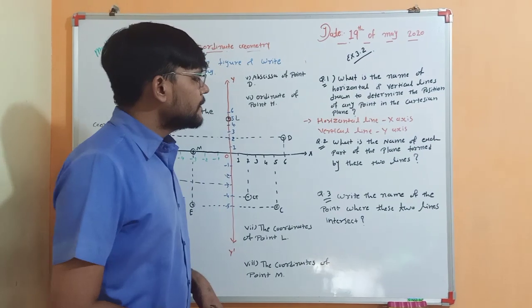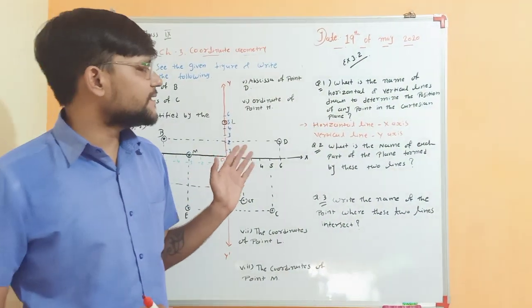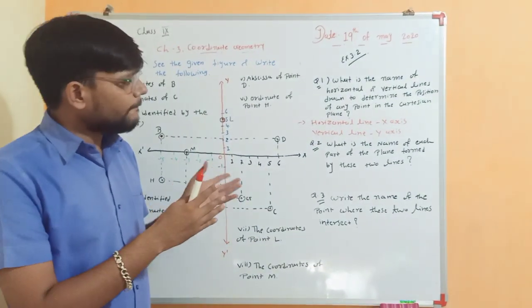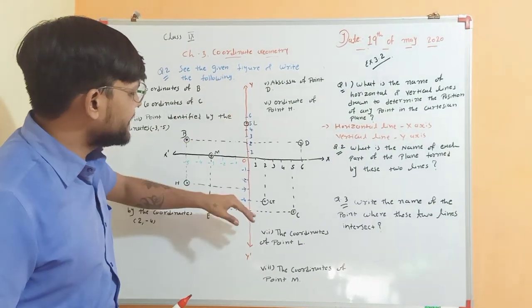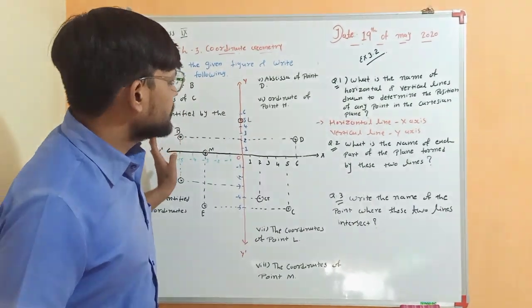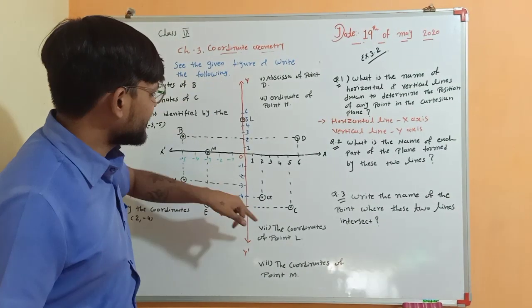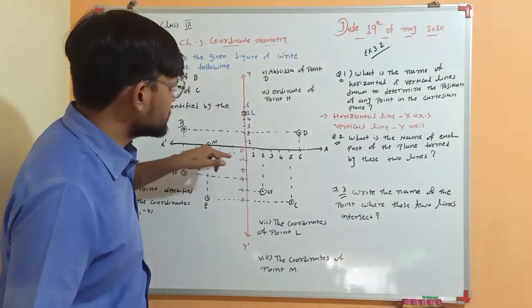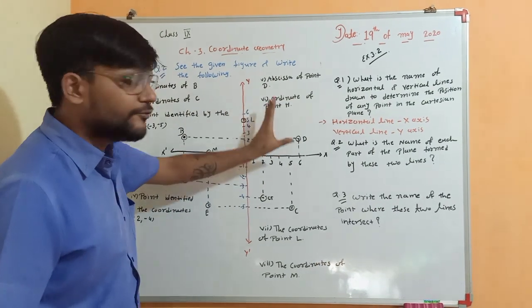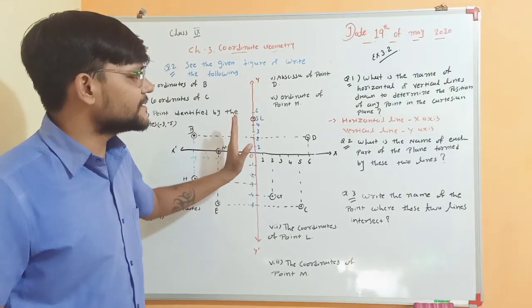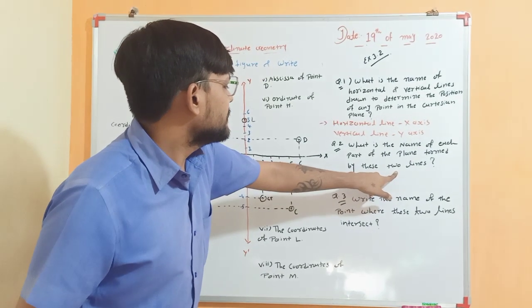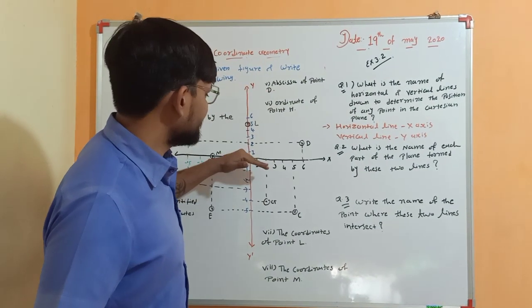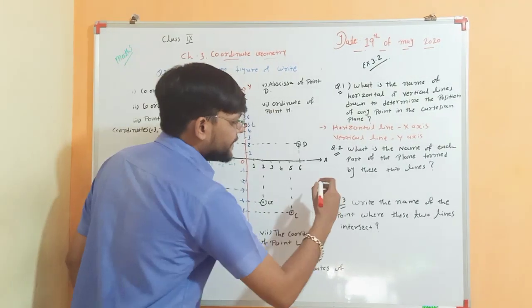Okay students, now second question, what is the name of each part of a plane formed by these two lines? Right? That means we have to identify the name of the part formed by these two axes. Now these two axes divide the Cartesian plane into four quadrants, right? We already learned this. That means in the plane these two lines intersect each other and form quadrants.